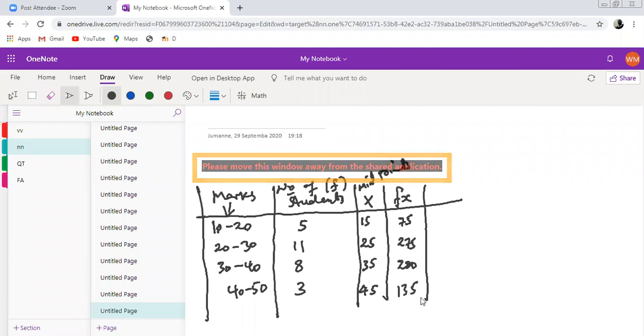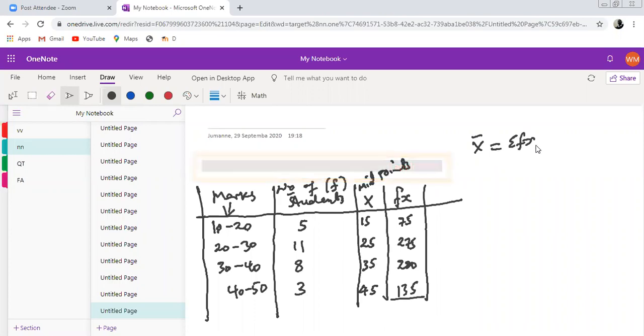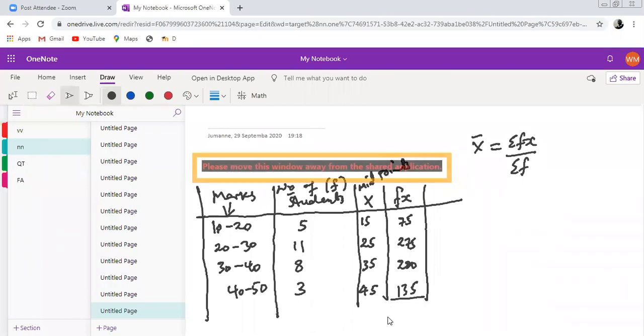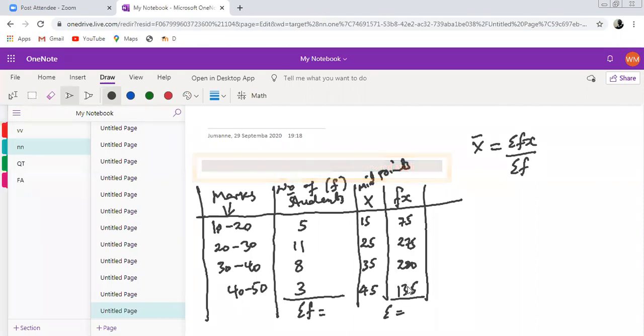You add, because the formula says the mean, which is x bar, is given by the sum of fx over the sum of f. So we can sum all our fx's so that we can get the sum here, and we also sum our f's so that we can get the sum of f here. Can you add all the fx's and all the f's so that we can get those totals? The sum of f is 27.